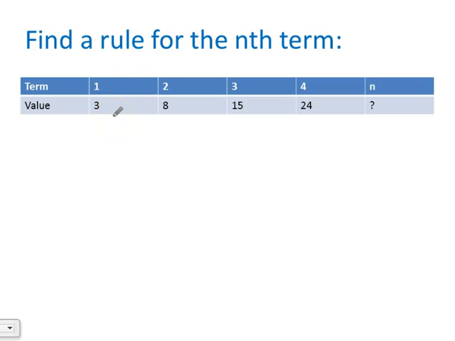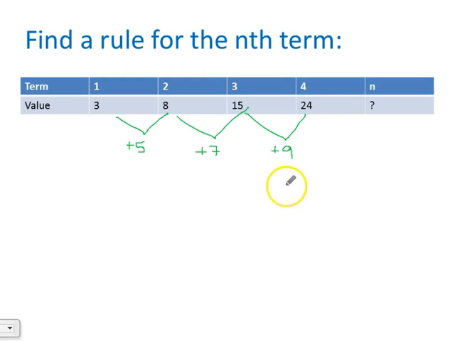One more that I wanted to show you: how would we find the rule for the nth term with this pattern? First we want to see if we're increasing the same amount from our values. From 3 to 8, we're going plus 5. From 8 to 15, we're going plus 7. And from 15 to 24, we're going plus 9.